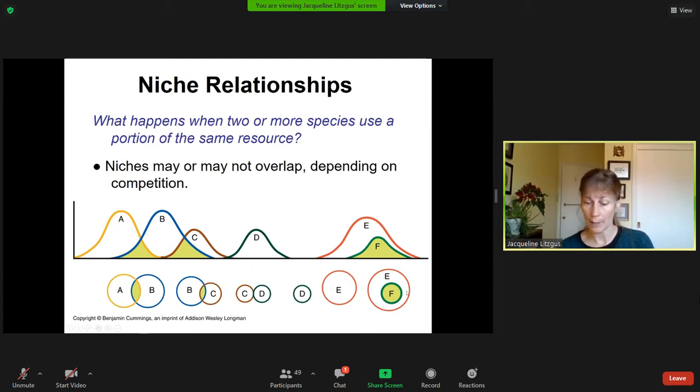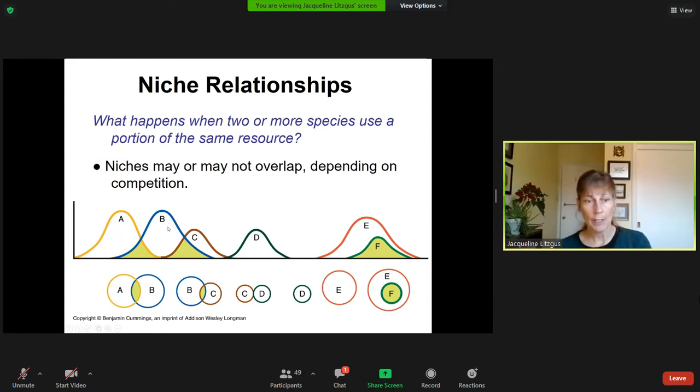These niche relationships can be visualized in graphs like this. We can have this resource gradient graph, or we can have these Venn diagrams. These are a couple of ways to look at these niche relationships. Okay, so let's go through these. Each letter is a different species. This is species A, species B, C, D, etc.